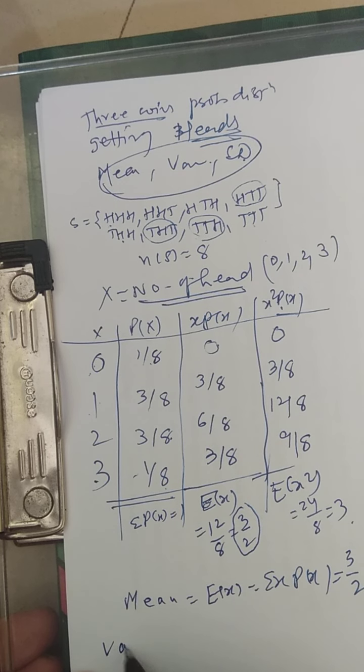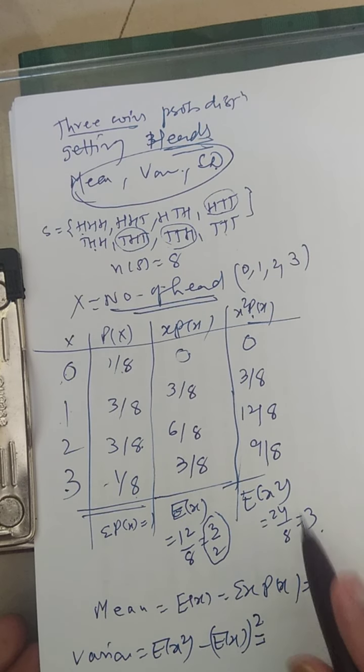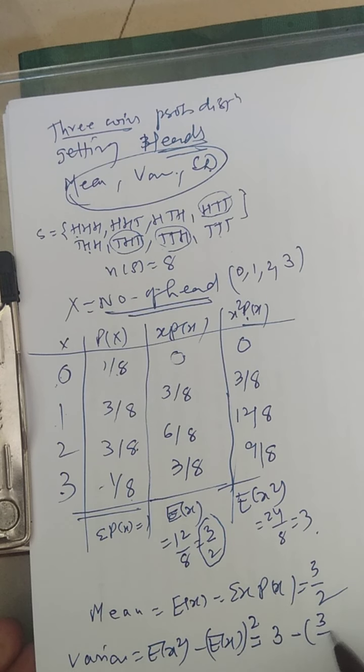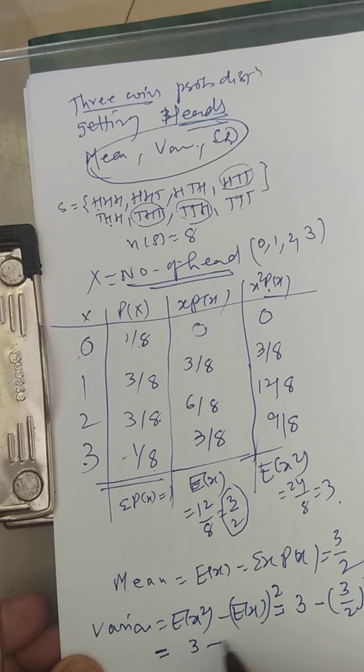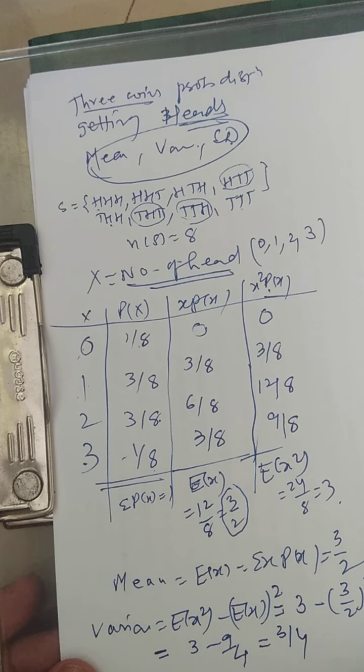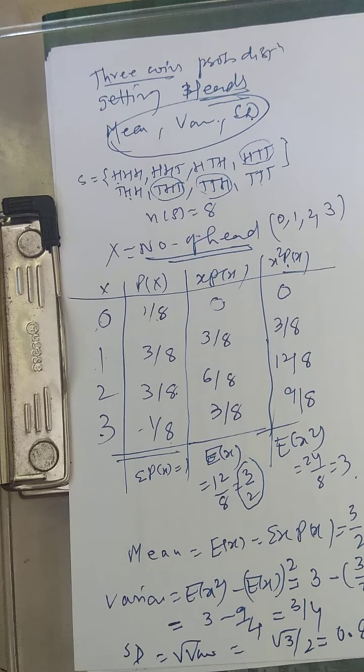Further, I am finding the variance. For variance, the formula is E of x square minus E of x the whole square. What is E of x square? E of x square is 3 minus 3 by 2 the whole square. If you simplify further, you will be getting 3 as it is, and here 9 by 4. So it will be 12 minus 9 over 4, which is 3 by 4. So 3 by 4 is nothing but the variance. And standard deviation, as you know, is the square root of variance. So it will be nothing but root 3 by 2. Root 3 is 1.7, so you will be getting 0.8. So this is a way of finding the mean and variance in probability theory.